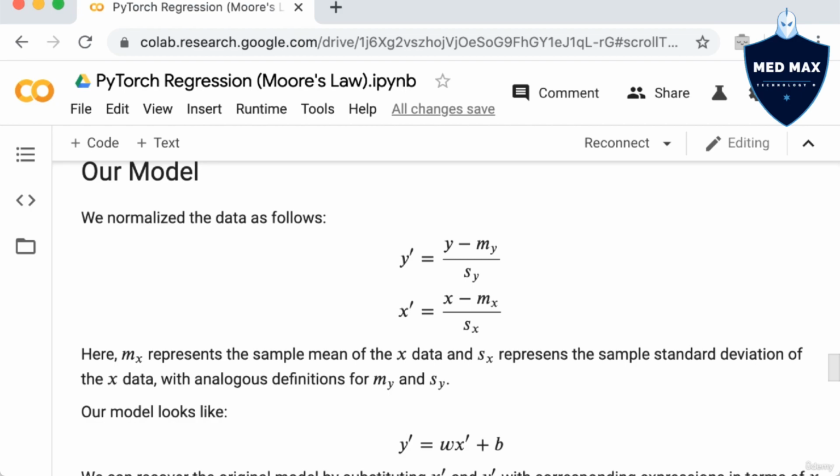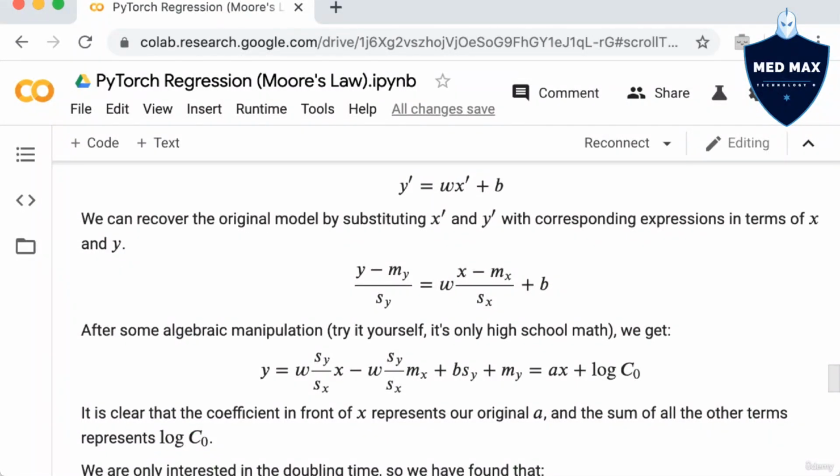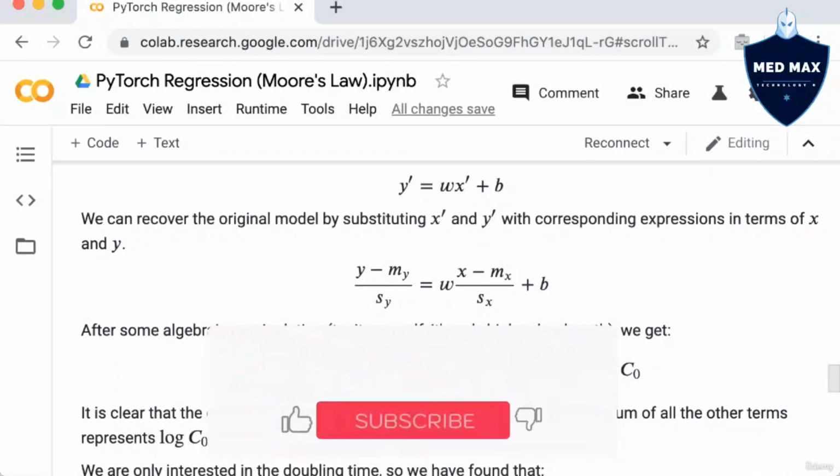Our own model is also just a line, just with different units and therefore a different slope and intercept. So let's call the parameters of this line w and b. So the line that we actually fitted would be y prime equals w times x prime plus b. What we can do next is recover our original model by substituting x prime and y prime with their expressions in terms of the original variables x and y.